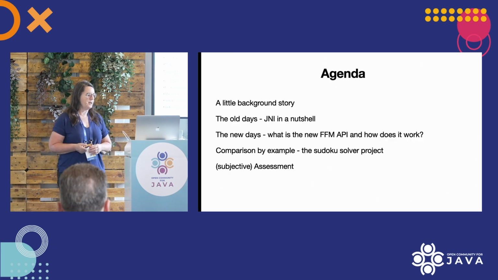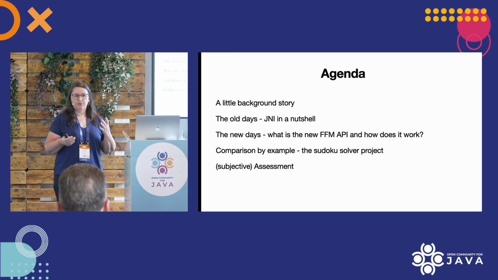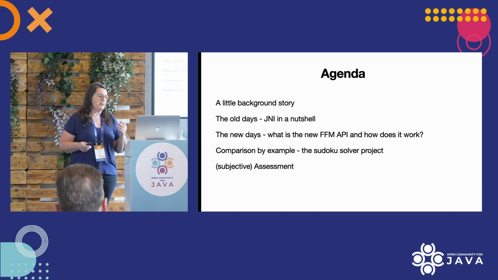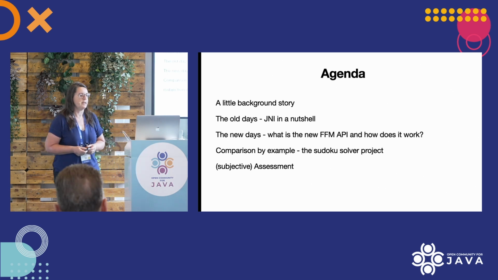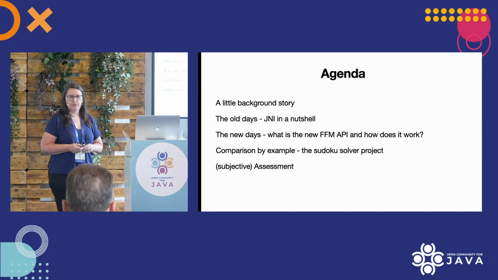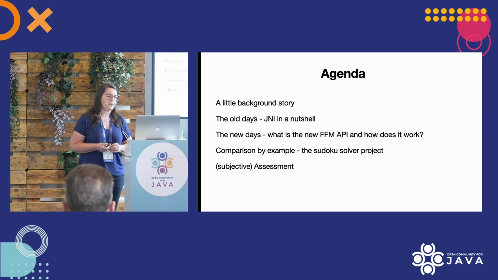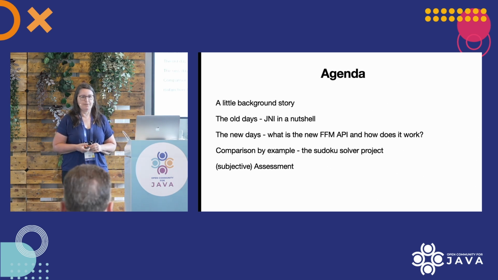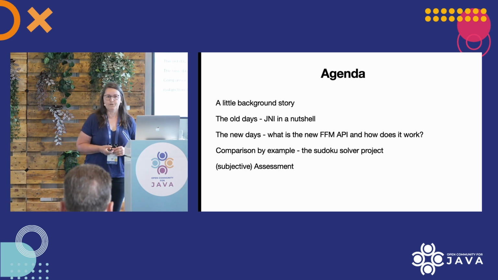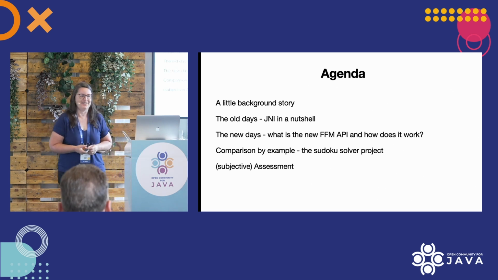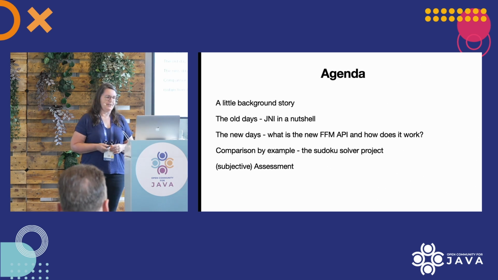So what do I want to talk about today? A little background story, how this talk came about. And I want to show you the JNI in a nutshell, how it works in the old days, what pains we have with that, and then the new days, the Foreign Function and Memory API, which is only available in final status in Java 22. And then I want to show you an example with code, a Sudoku solver project. So if you want to solve your Sudokus quickly next time, use JNI or the Foreign Function and Memory API. And just a short, subjective assessment of what I find interesting about it.